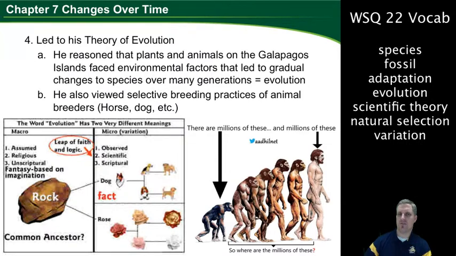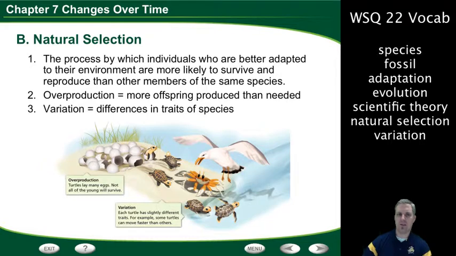Okay. Now, Darwin came from a background that kind of pushed him towards this, but when he came back, he also looked at selective breeding practices of animal breeders, and he thought that those displayed support for his evolution. Look at all these dog breeds. But that was microevolution, not macroevolution. Ultimately, this led to the theory that he would come to be known for, the theory of natural selection.